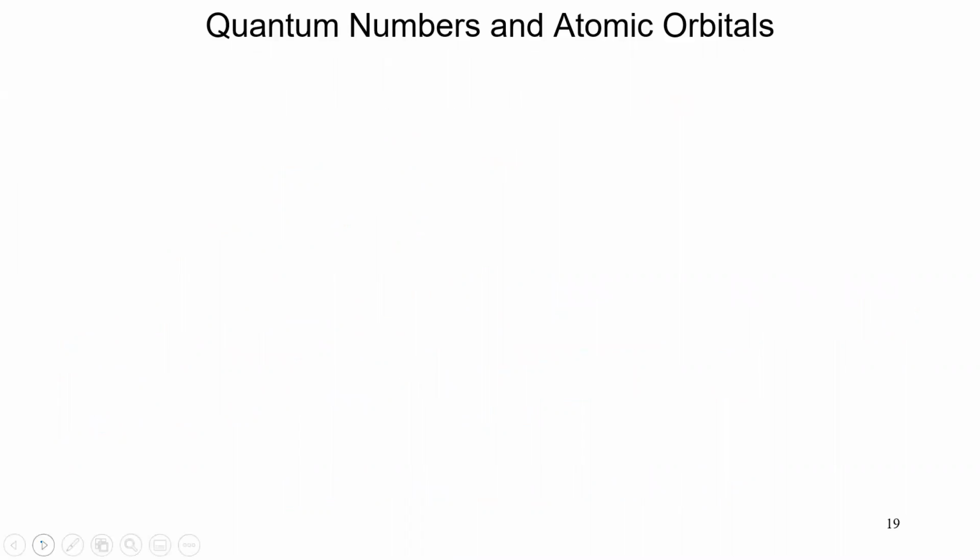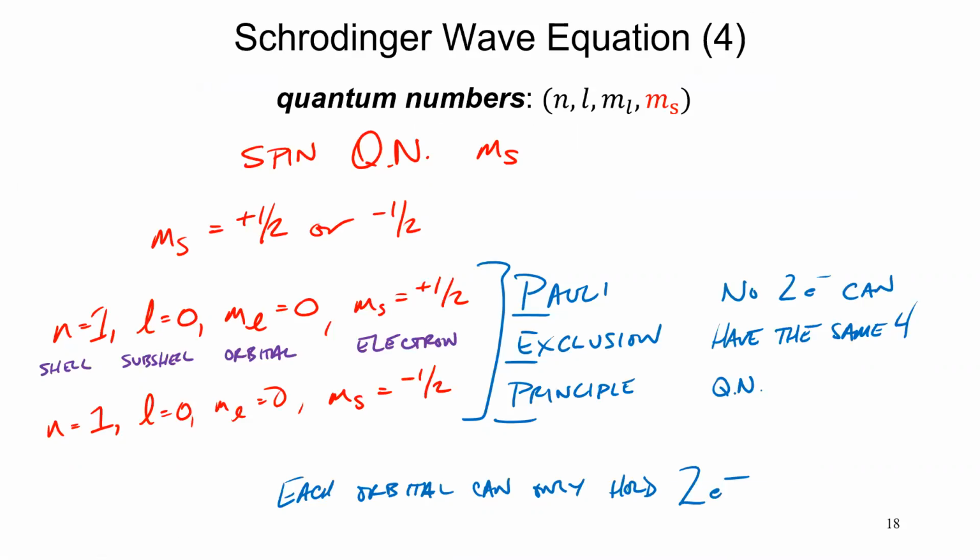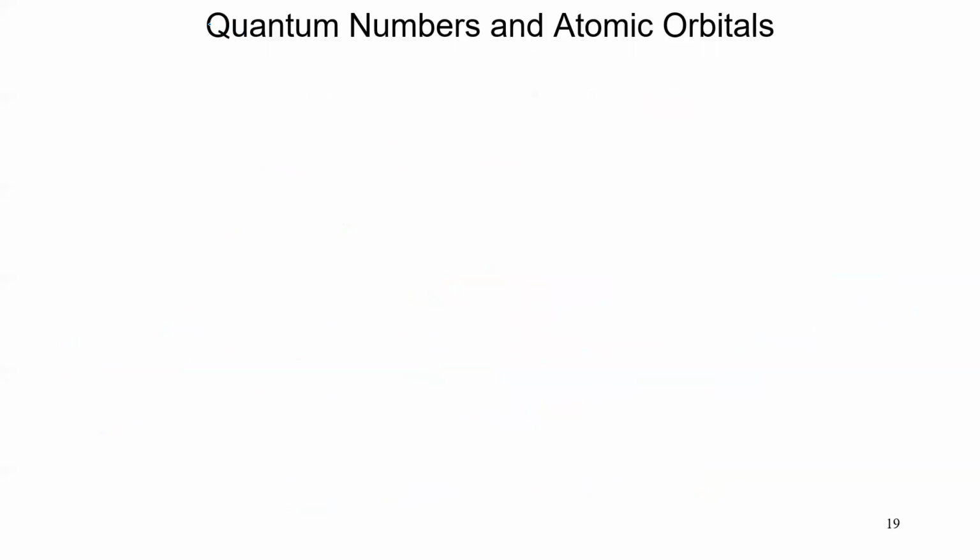Okay, one last thing for us to talk about in terms of quantum numbers. I have the wrong title on this slide. I don't want to talk about atomic orbitals yet. I want to talk about magnetic properties.